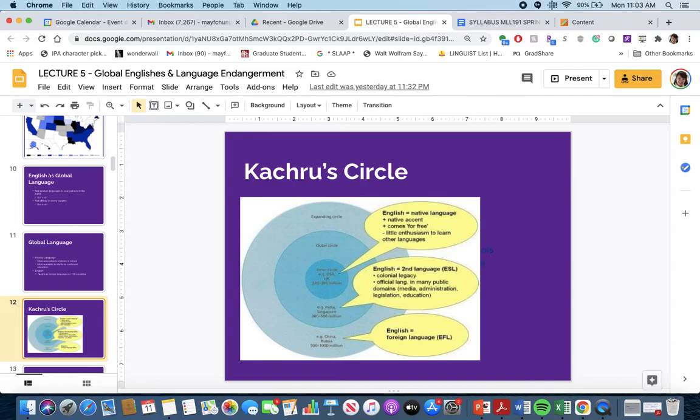And then in the expanding circle, you'll have English as a foreign language. This is places like China, this is places like Russia, where you'll have millions of eager learners who are ready to learn English because of its purposes.